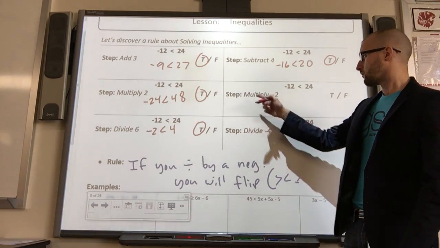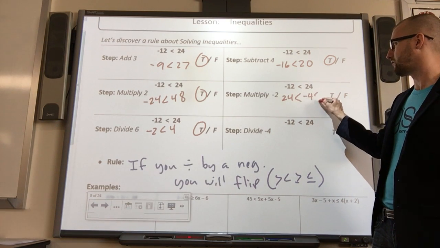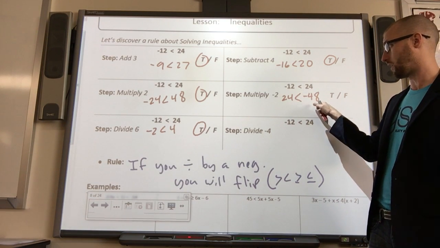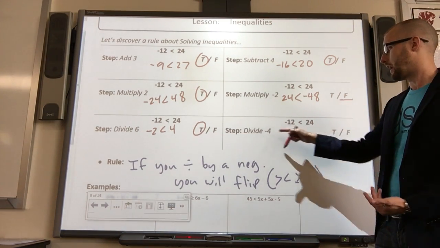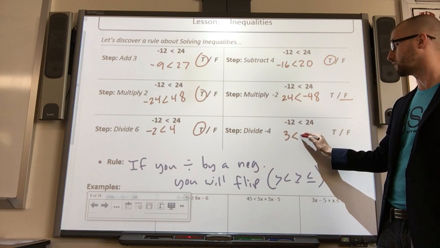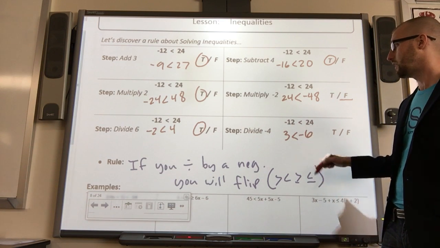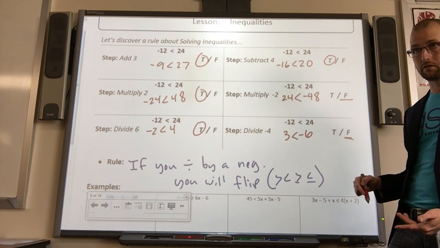And up to this point, you're kind of like, all right, it seems like we could do everything we've ever done. When I multiply by 2, I get 24 is less than negative 48. I'm like, wait a minute, owing $48 is not better than having $24. That's false. And similarly, if I divide by negative 4 here, I get positive 3 is less than negative 6. And that again is something that I disagree with.